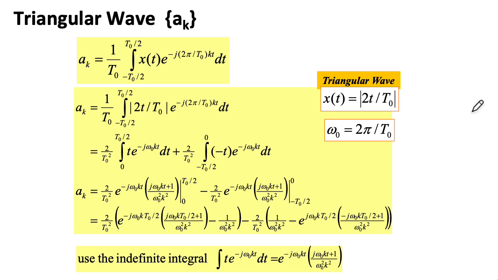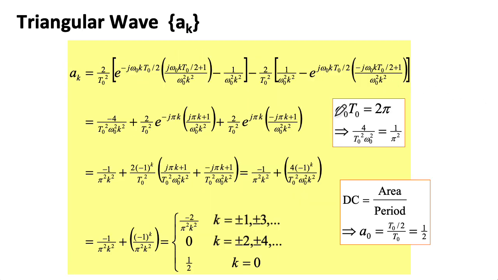Let's copy that monstrosity to the top of the next slide. At this point, notice we have a lot of these omega naught T0 combinations. Well, omega naught times T0 is just 2 pi. So I wind up with this e to the j pi k and this e to the minus j pi k. These are 1 for even k and -1 for odd k. So we'll rewrite these exponential forms as -1 to the k. Then doing a bit of algebra, we can reduce that form to this and wind up with this final answer.